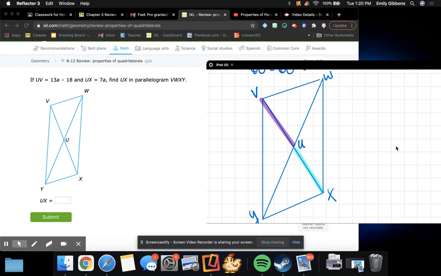Okay, so this is not too bad at all. We're going to say that 13a minus 18 equals 7a. It's actually incredibly not terrible. If it's a parallelogram, we know that those have to be equal to each other, so we set them equal to each other and we solve. That's going to give us a, but then technically it does say find UX.